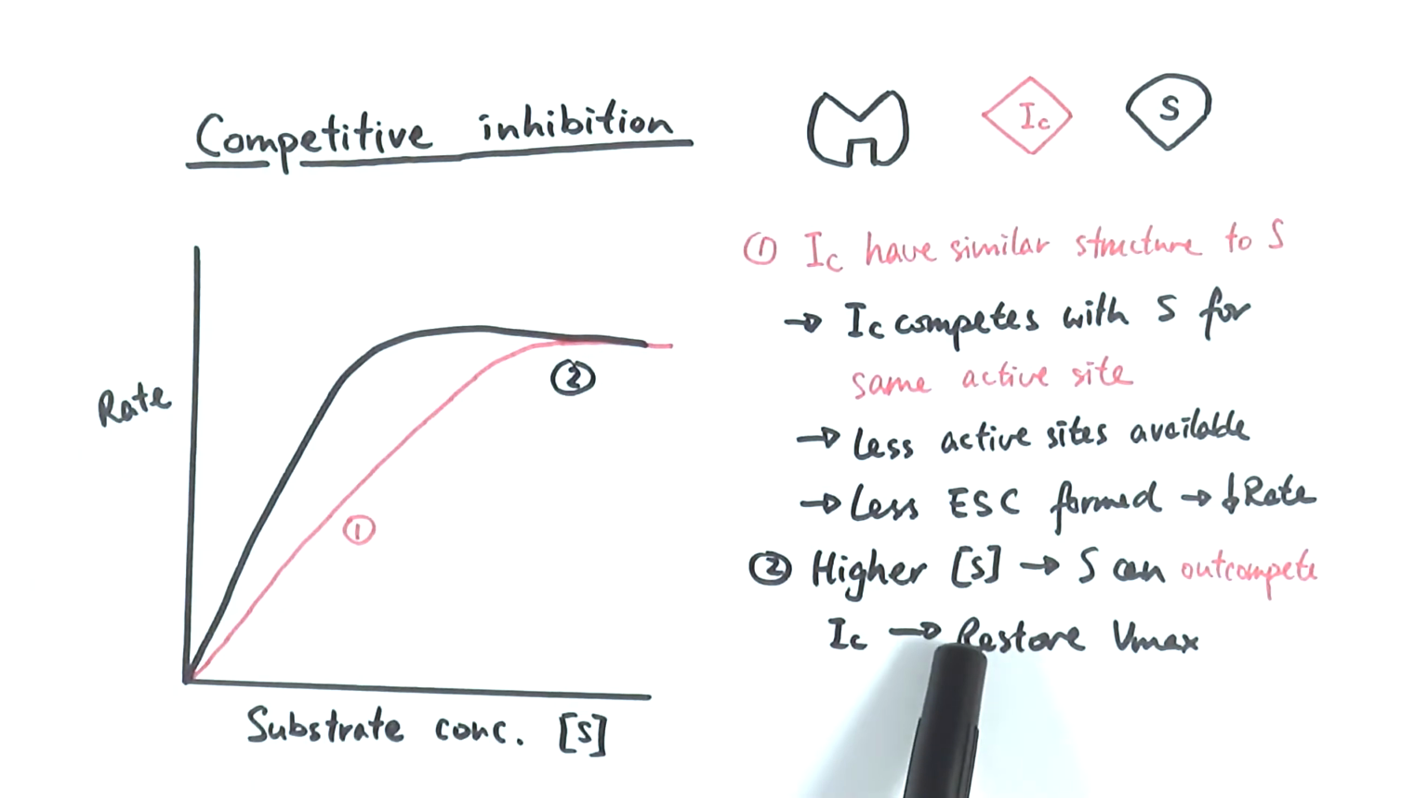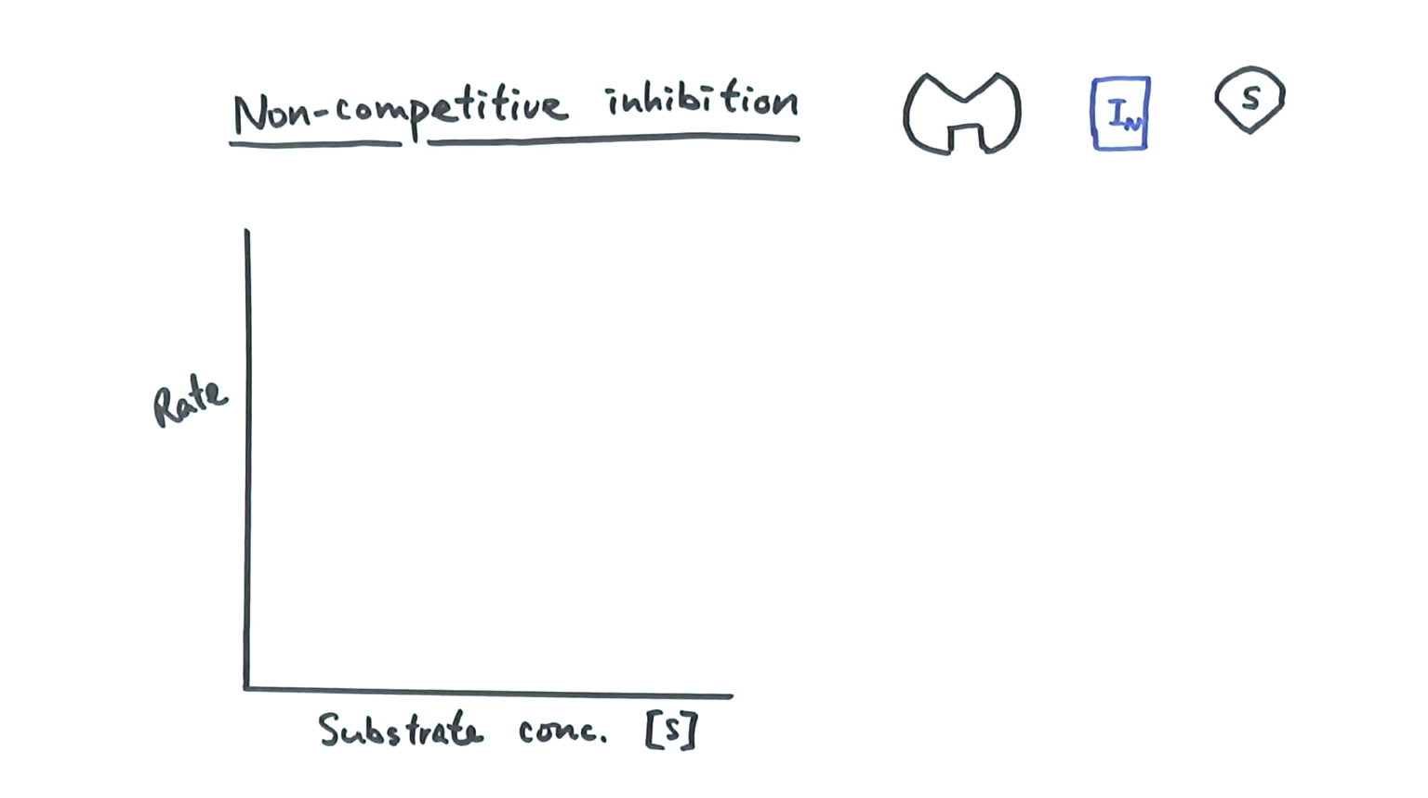And in this case, we say the substrate can actually outcompete the competitive inhibitor for successfully binding to the active site, restoring the Vmax. And this is how competitive inhibition actually works. Now let's have a look at the non-competitive inhibition.